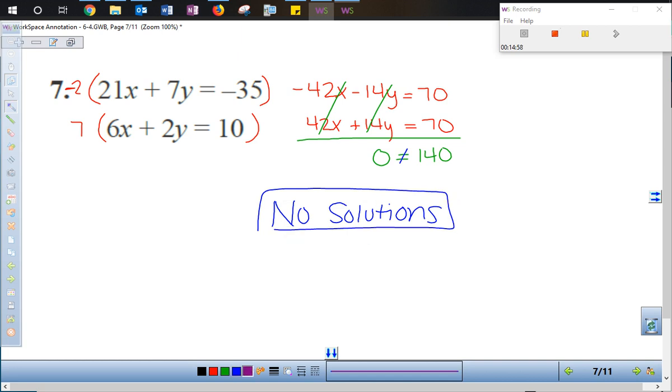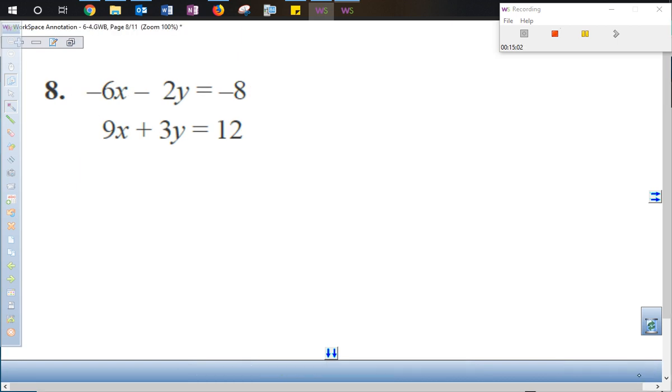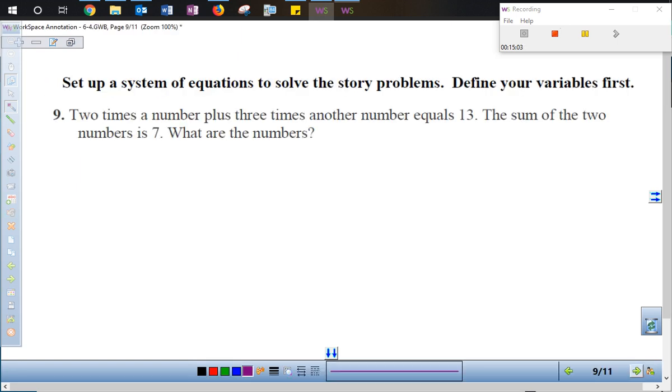Alright, we're going to skip number 8 and we're going to go to number 9. On number 9, it says set up a system of equations to solve the story problems and define your variables first. So it says 2 times a number plus 3 times another number equals 13. The sum of the two numbers is 7. What are the numbers? Well, this one is pretty straightforward.